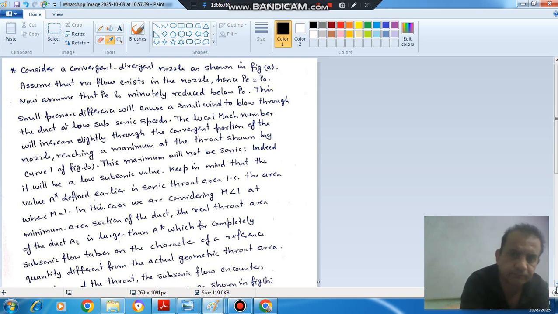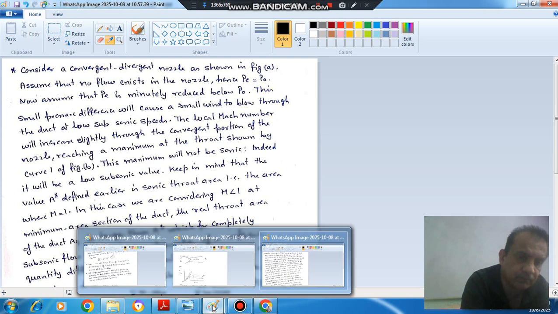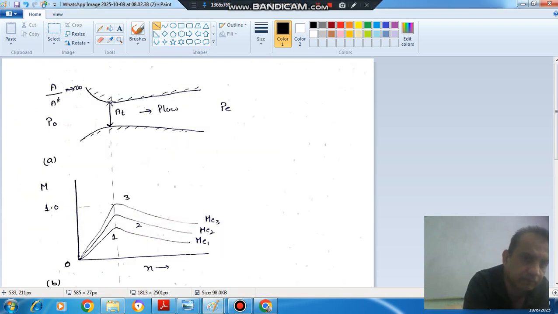So this is your throat area, the critical area, which is your reference quantity for sonic flow to exist. So if we assume that our nozzle is like that, this is the convergent part, and if the convergent part is slightly further extended, somewhere sonic velocity will exist. So that A star is your characteristic area for that pressure. Now for that pressure, this is not the A star, this is larger than the A star.